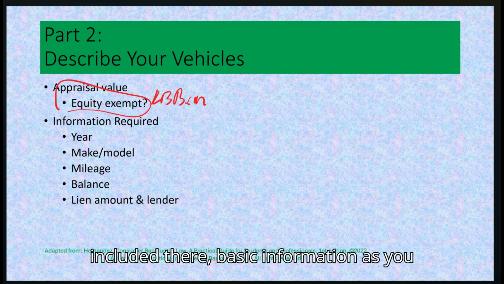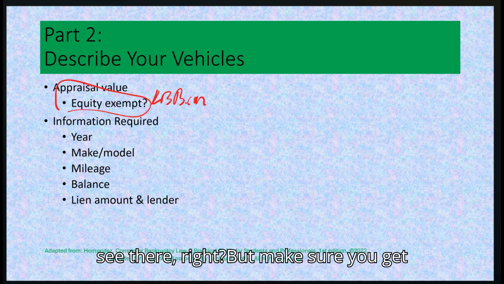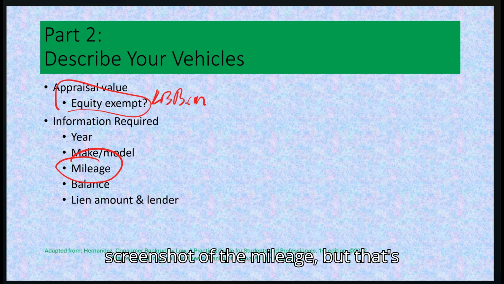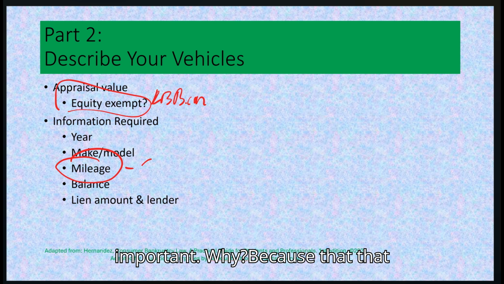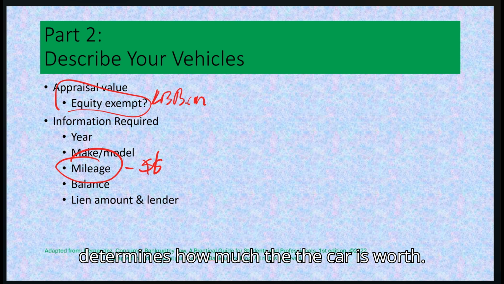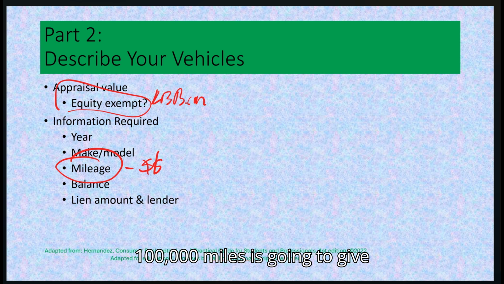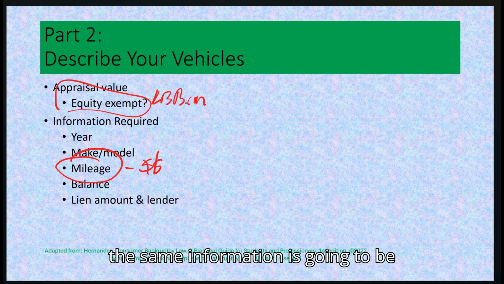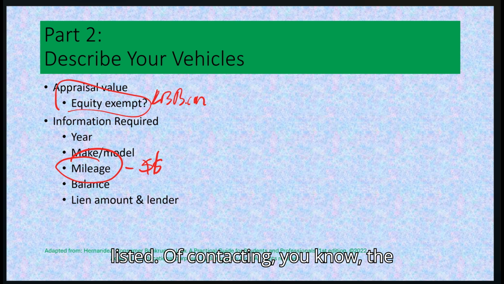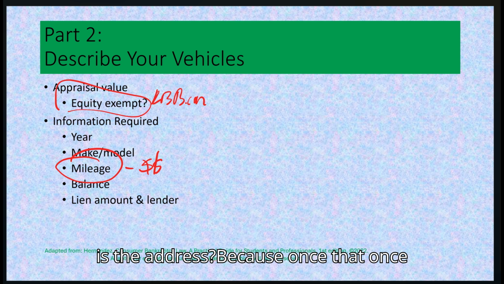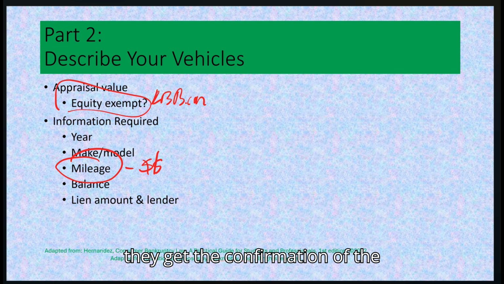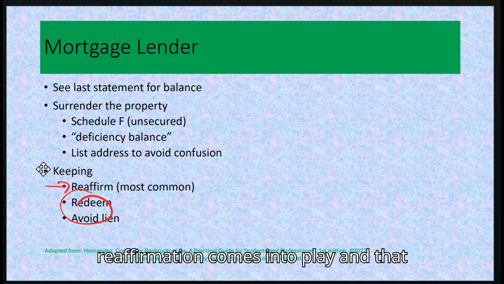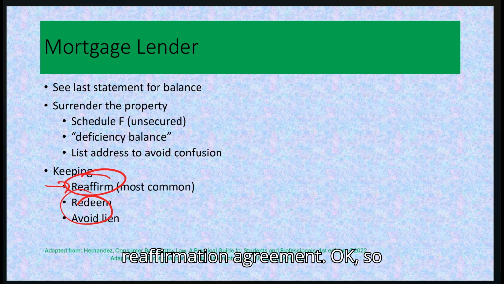Now, the information that's included there, basic information as you see there, right? But make sure you get this information. What is the mileage? Some trustees might even require a screenshot of the mileage, but that's important. Why? Because that determines how much the car is worth. 10,000 miles versus 100,000 miles is going to give you two different numbers. And of course, the same goes for the contact information for the lender. What is the address? Because once they get the confirmation of the bankruptcy, guess what happens? The reaffirmation comes into play, and that way the creditor knows to provide a reaffirmation agreement.